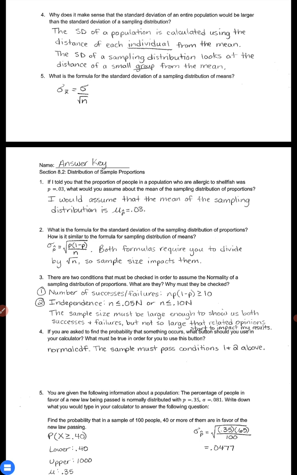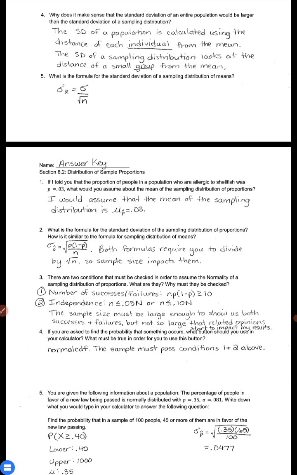It's because the standard deviation of a population is calculating the distance of each individual from the overall mean, right? So the population looks at everyone individually. However, when we are plotting a sampling distribution, we're looking at the distance of a group from the mean. And we would expect a group of people to fall closer to the average than maybe one individual, because what if that individual is an outlier?